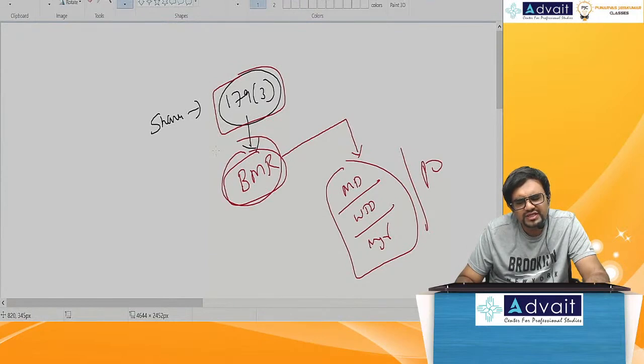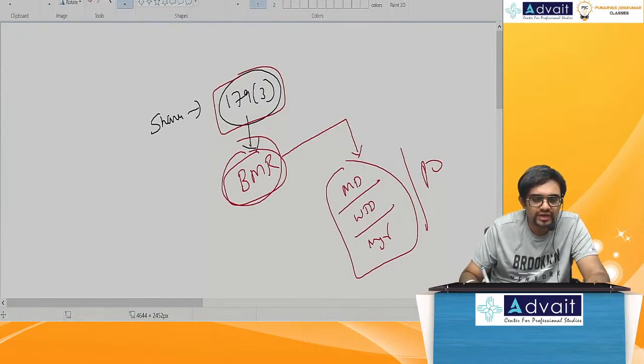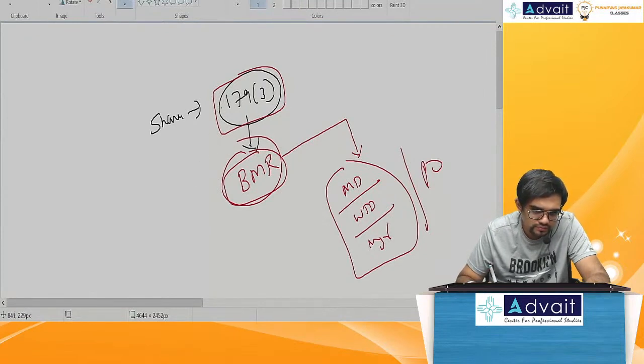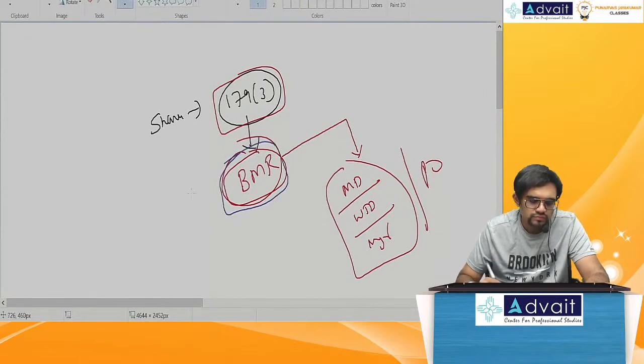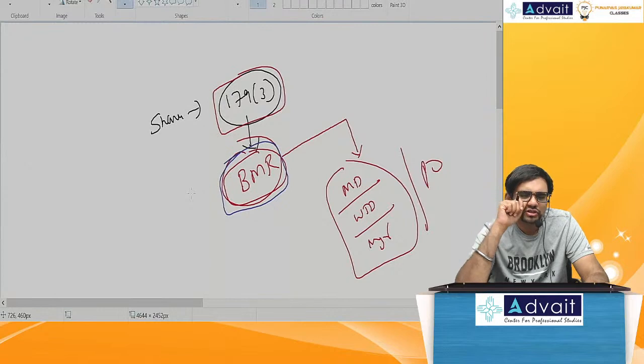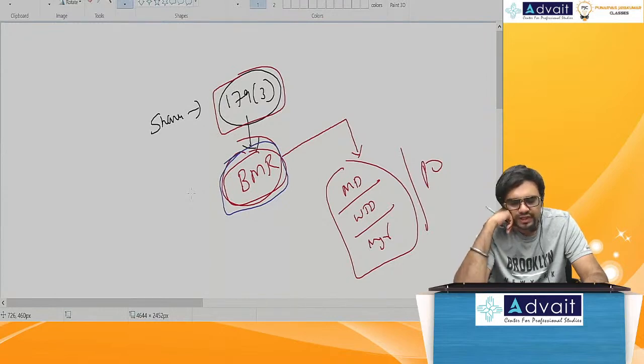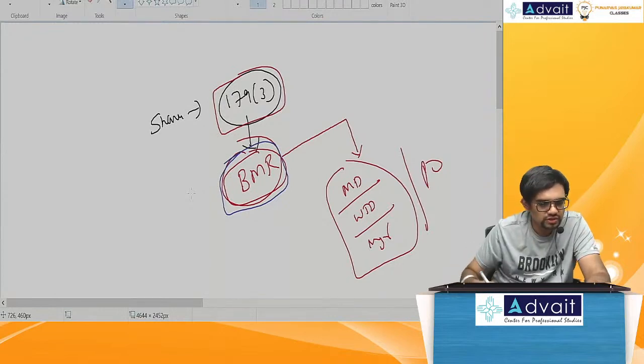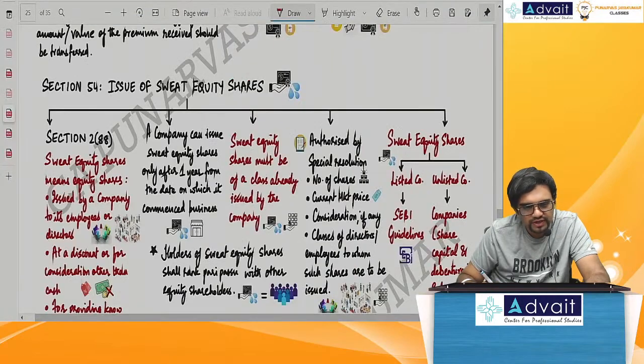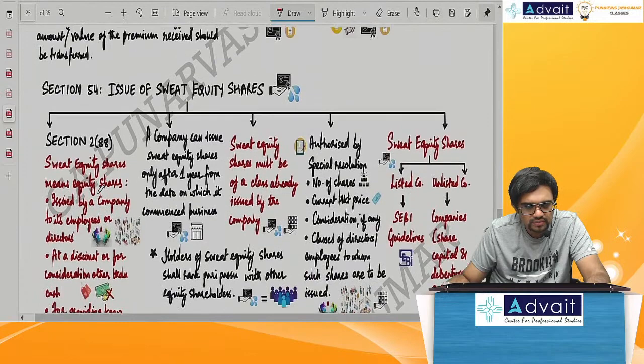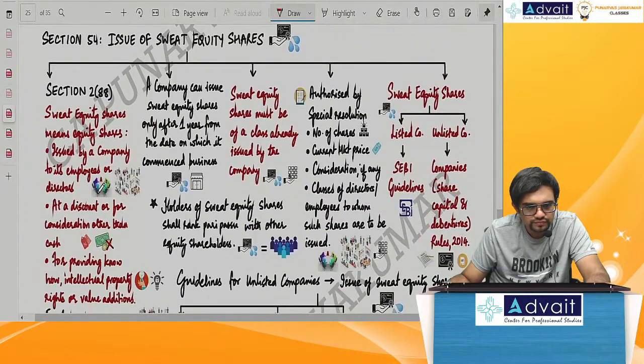So whenever any question is being asked with respect to issue of securities, we need to write this line. Board meeting resolution. We need to write the line board meeting resolution without fail, right? So if you see anywhere, you have to write board meeting resolution.